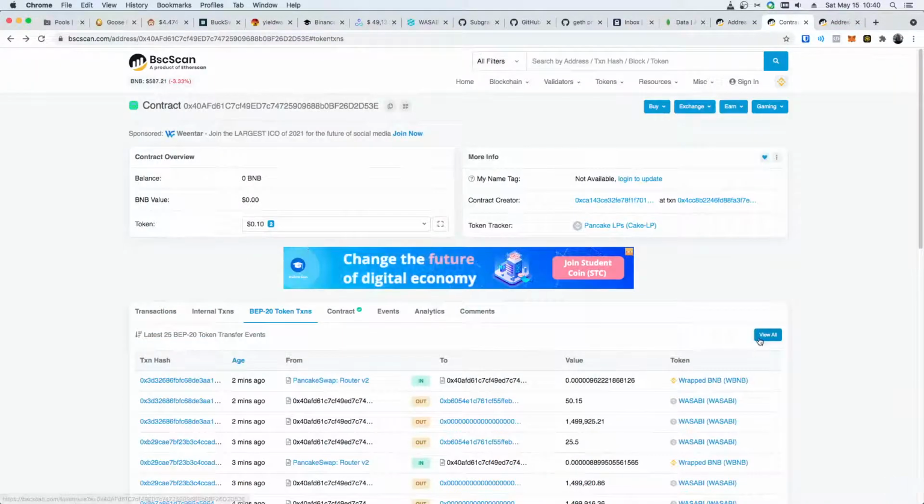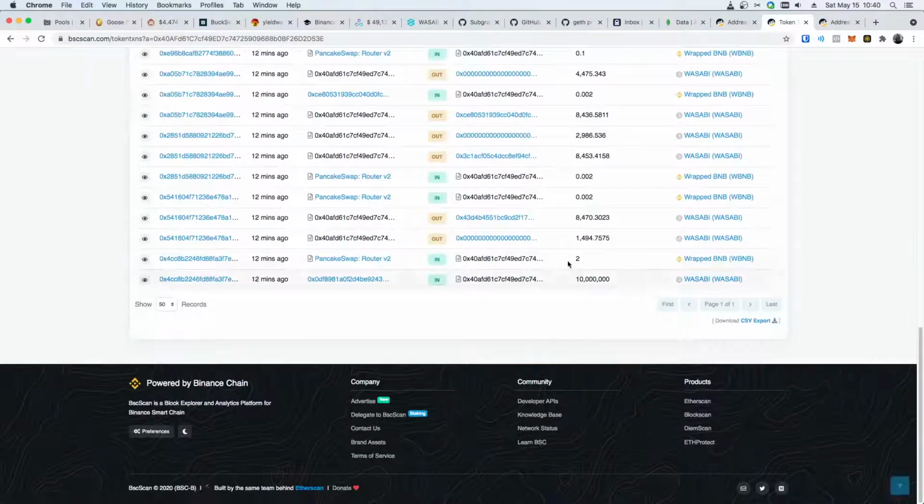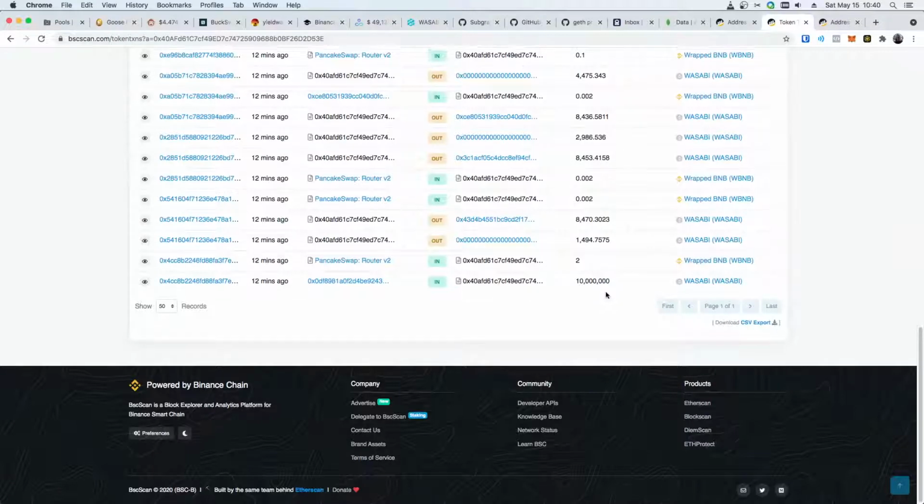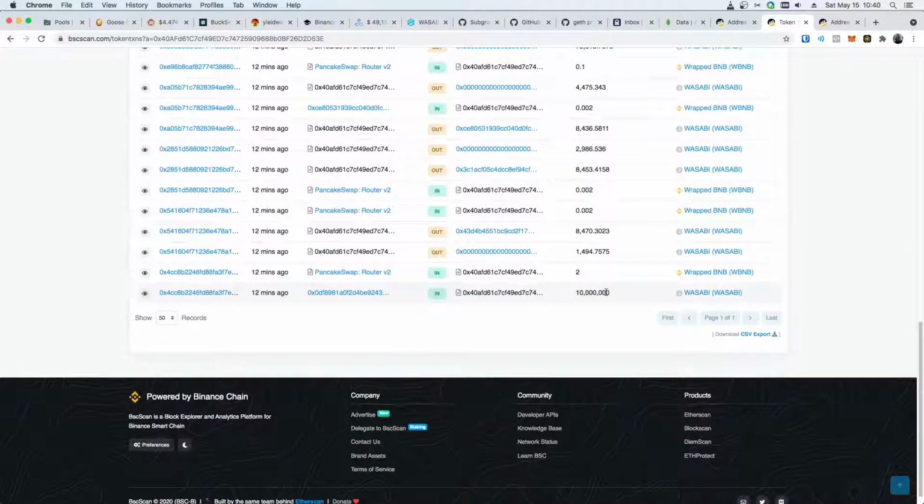So we have to view all the transactions in order, basically. So this dude put 2 Bitcoin. I haven't used Bitcoin in ages. 2 wrapped BNB. Oh, that is probably going to be my cue to get off of here, folks. And then he burned some. That's the dead one right there.